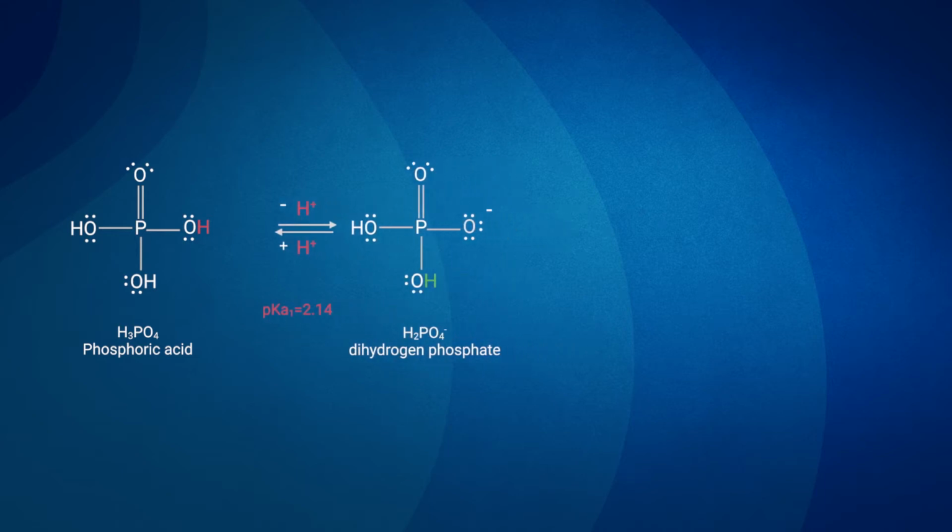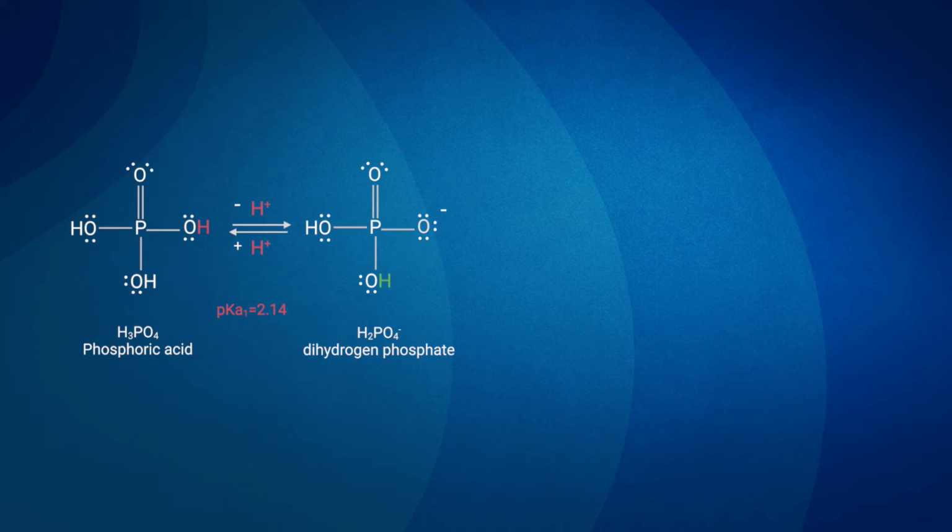In the first proton dissociation reaction, phosphoric acid transforms to dihydrogen phosphate, H2PO4-, a monovalent anion. This is an acid-base equilibrium reaction with a dissociation constant Ka of 10 to the minus 2.14. Accordingly, the pKa, or minus log Ka, is 2.14.